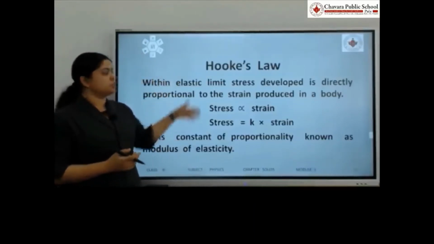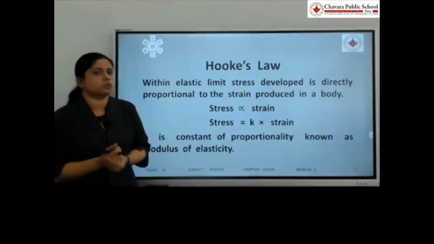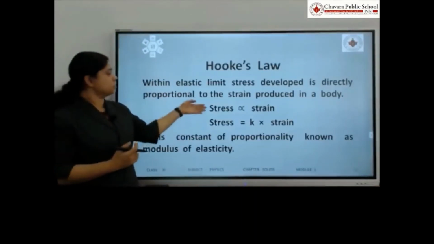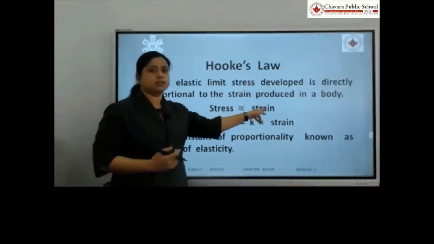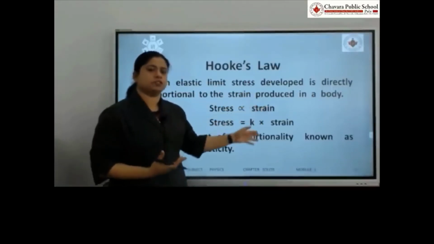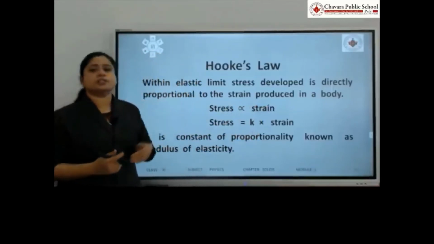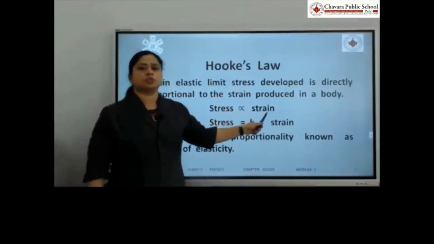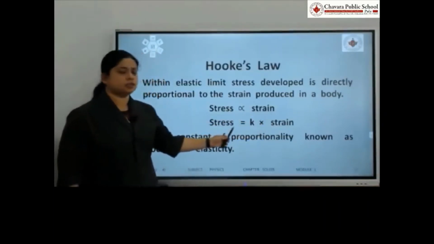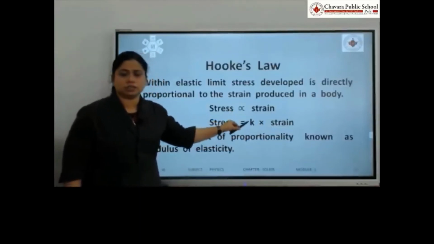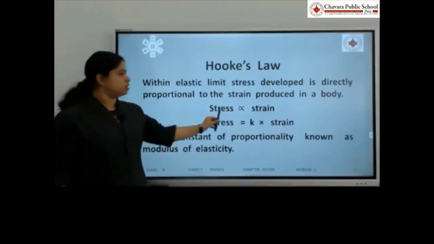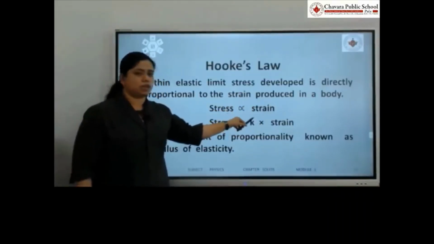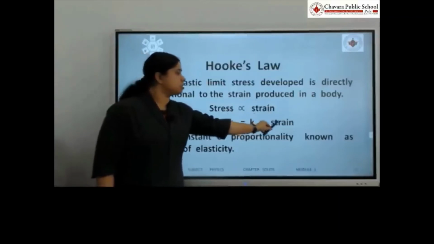But in the case of elasticity, instead of force we use stress. Stress is the force per unit area. Stress is proportional to strain, the measure of deformation. So, Hooke's law states that within elastic limit, stress is directly proportional to strain. Stress is equal to a constant, the proportionality constant, K, into strain.